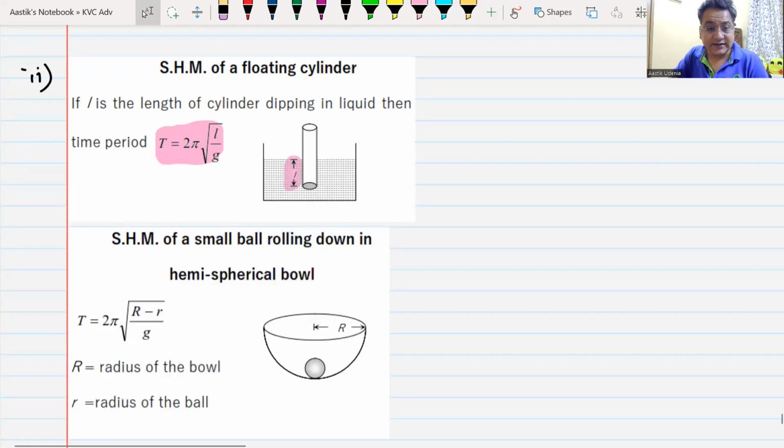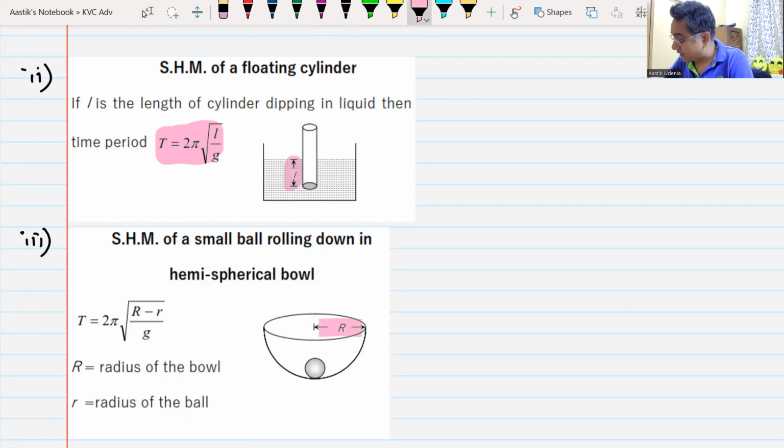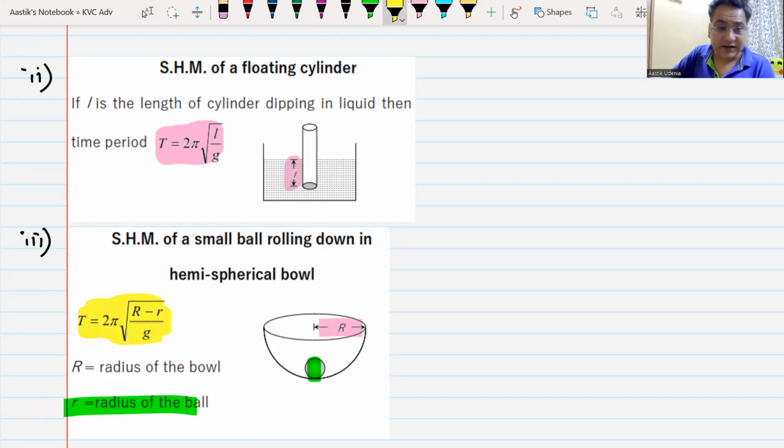Then the next case is SHM of a ball which is rolling in a hemispherical bowl. So you have a hemispherical bowl of radius R, and you have a small ball, a green ball of radius small r. The time period of SHM in this case is given by this formula.